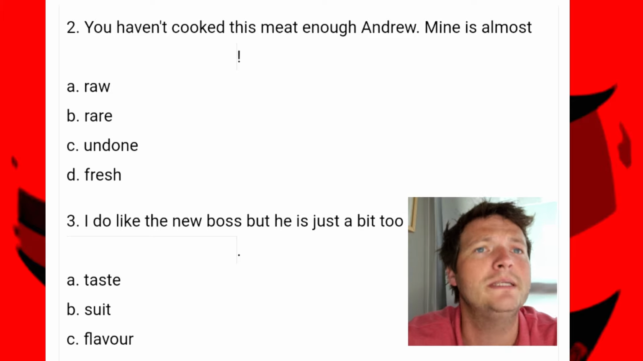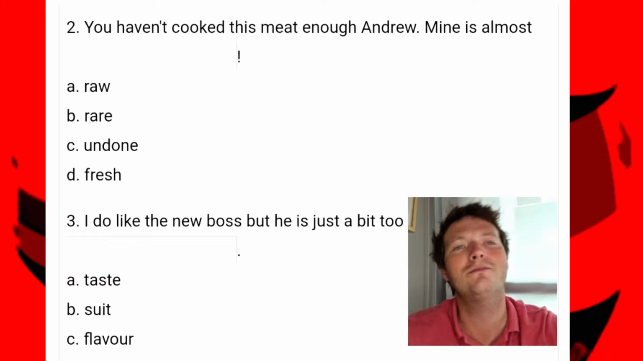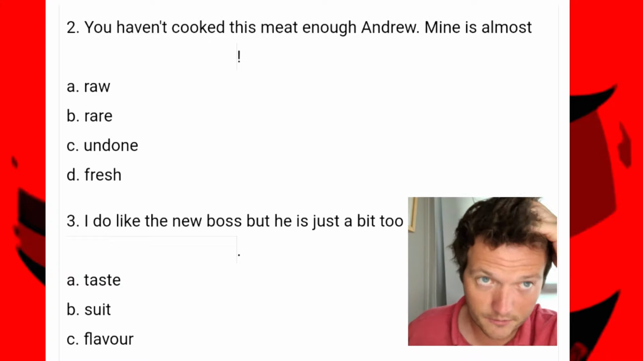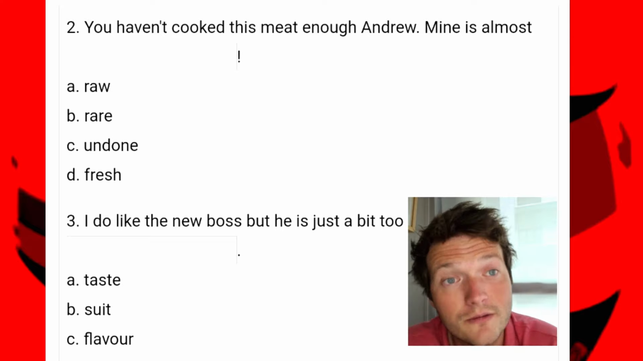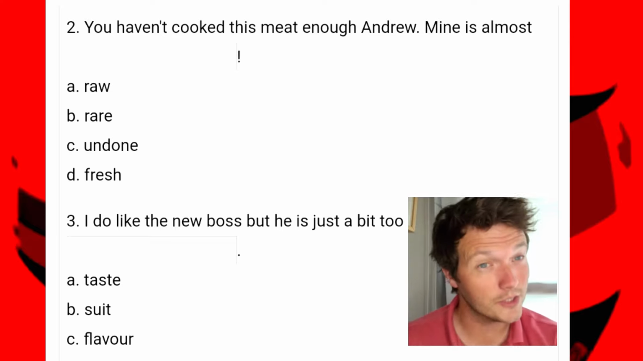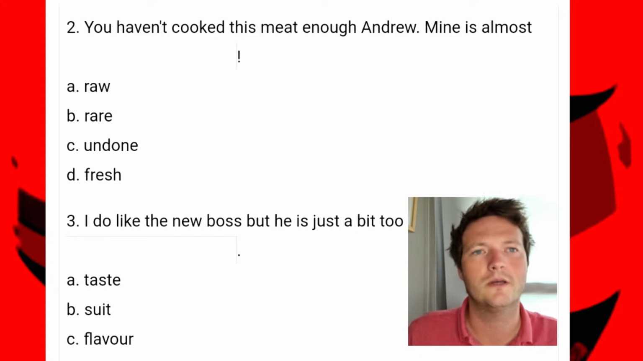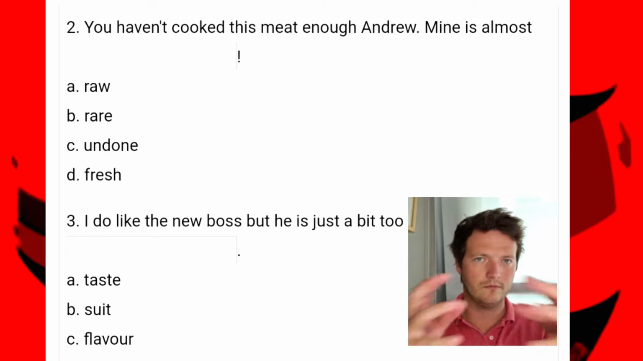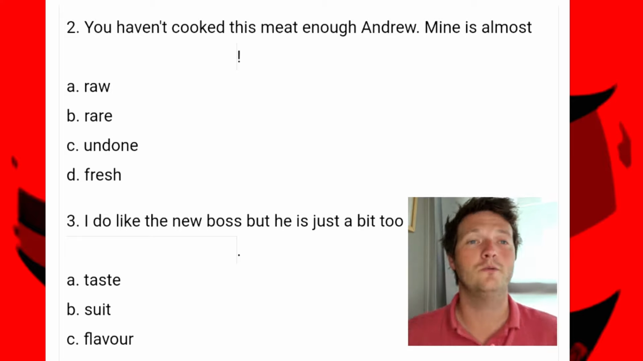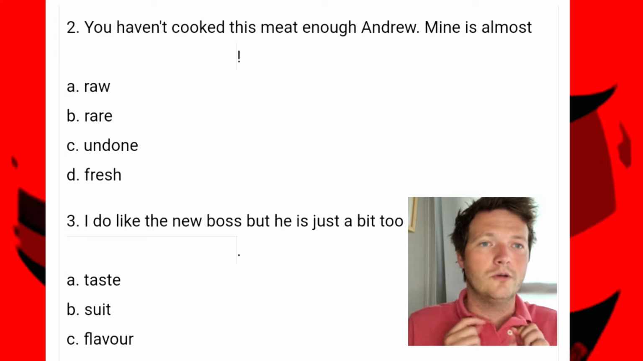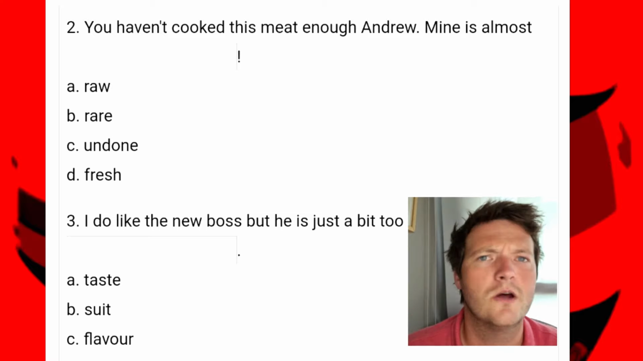You haven't cooked this meat enough, Andrew. Mine is almost raw, rare, undone, fresh. Now, this could be confusing. I guess undone, we do say it isn't done enough, definitely, but undone means that something was done and then undone again. So we wouldn't say that. Like you do and undo your buttons, no? Fasten and unfasten. So that's not right.